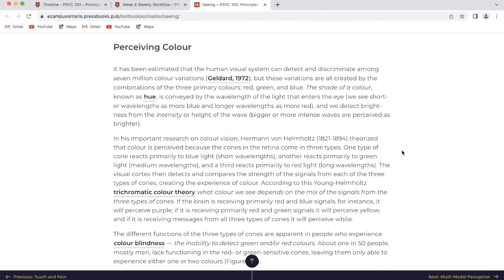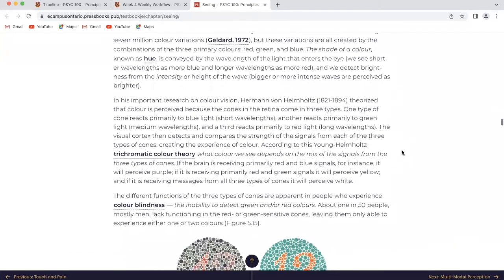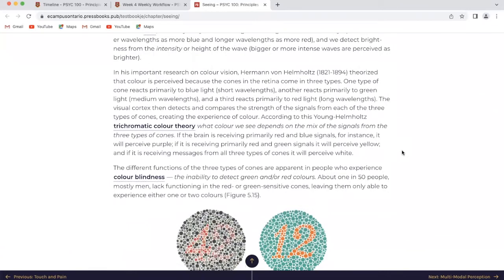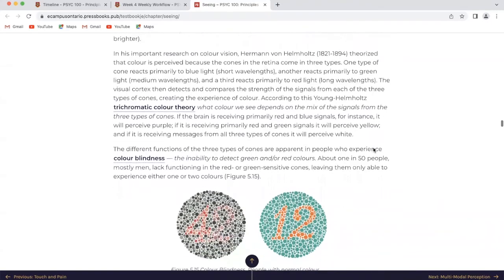And we detect brightness from the intensity, or height, of the wave. In his important research on color vision, Hermann von Helmholtz theorized that color is perceived because the cones in the retina come in three types. One type of cone reacts primarily to blue light, short wavelengths. Another reacts primarily to green light, medium wavelengths. And a third reacts primarily to red light, long wavelengths. The visual cortex then detects and compares the strength of the signals from each of the three types of cones, creating the experience of color. According to this Young-Helmholtz trichromatic color theory, what color we see depends on the mix of the signals from the three types of cones.